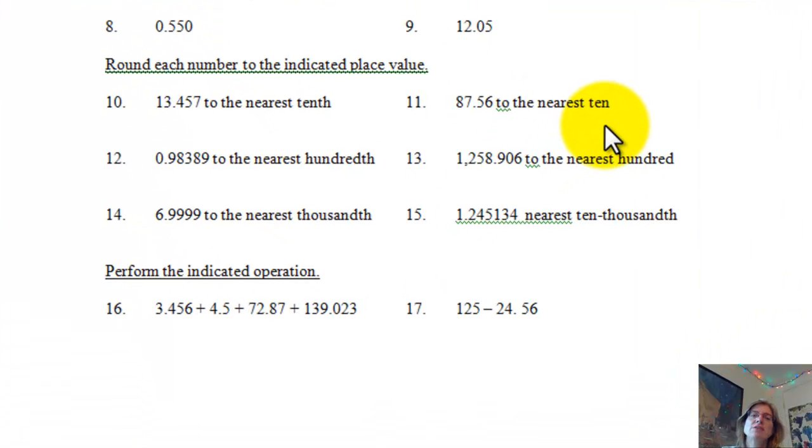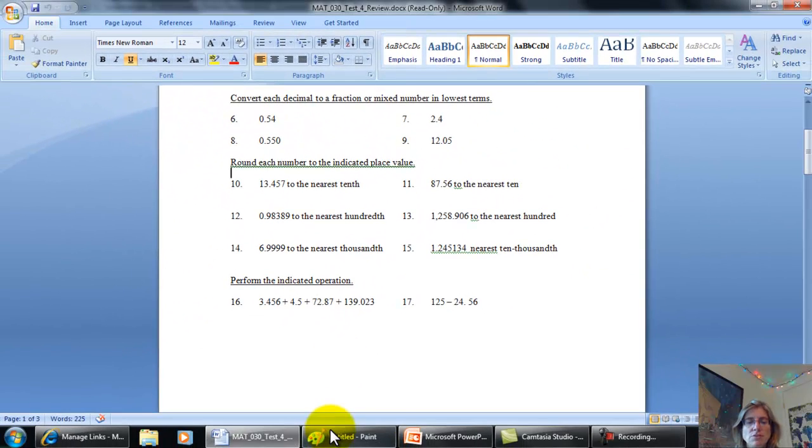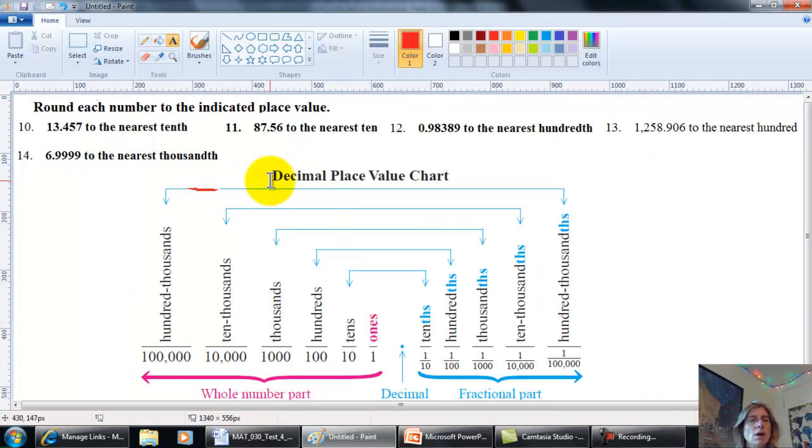So these are the decimal practice problems for the final, and this is 10 through 15. Round each number to the indicated place value. So 313.457 to the nearest tenth.